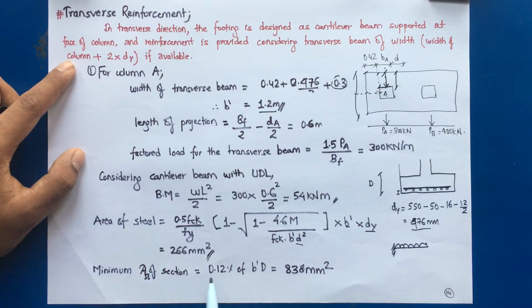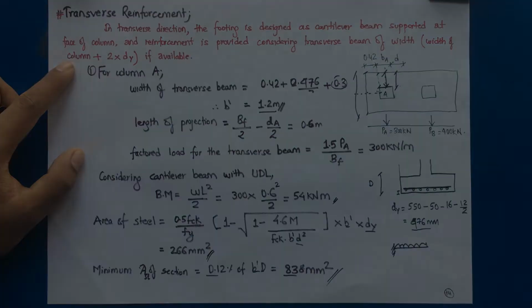Minimum area of steel of the section. As I have already said, we can use 0.12% if we are using high yield strength deformed bars. So 0.12% of b dash d. Substitute the value of b dash and D. D will be 550, b dash will be 1.2, that will be 1200 mm. So finally we get 838 mm square. So this is the reinforcement required for the transverse direction under column A.